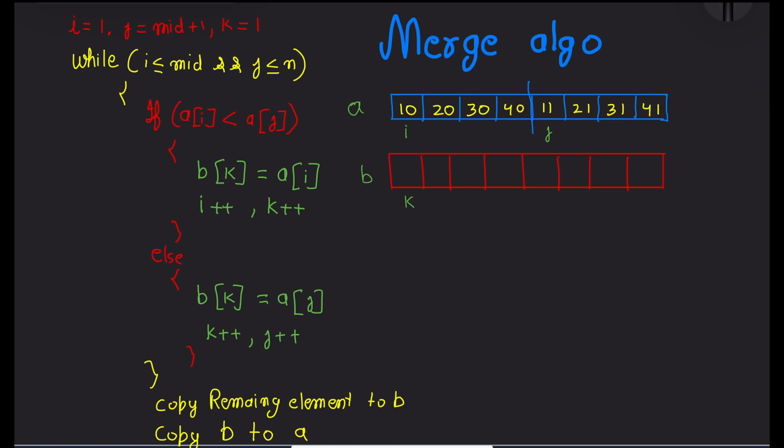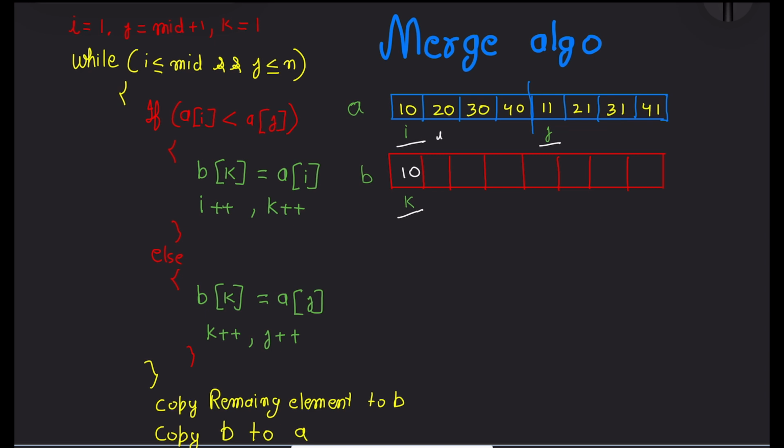We will be using three pointers i, j and k. i will be at the starting index of the first subarray. j will be the starting index of the second subarray, which will be equal to mid plus 1. And k will be at the starting index of array B. We will compare the elements at index i and j. So here 10 is smaller than 11, so 10 will be placed at index k of array B, and we will increment both i and k.